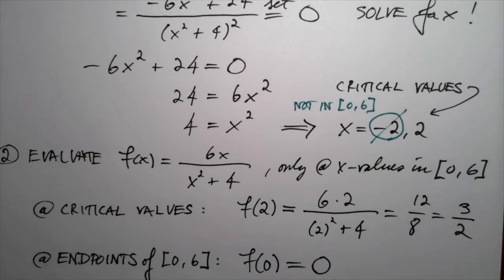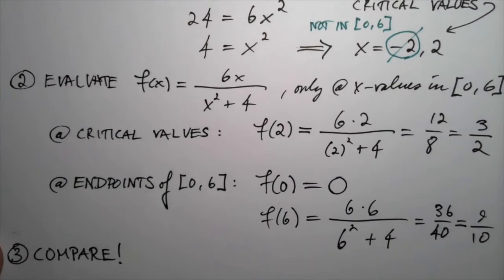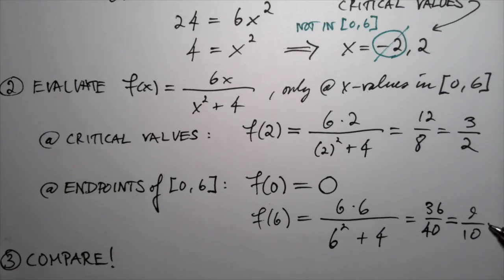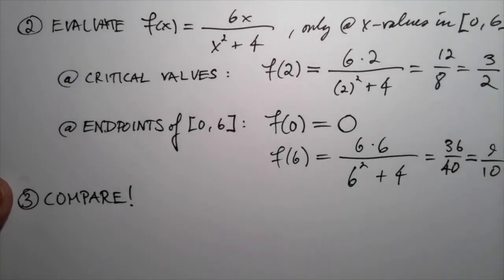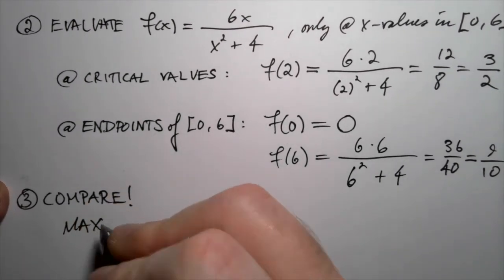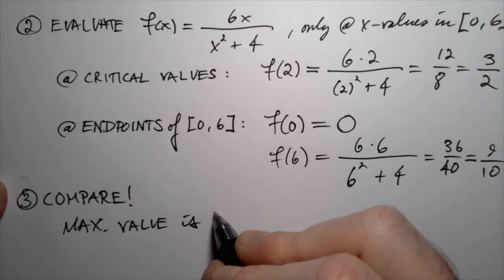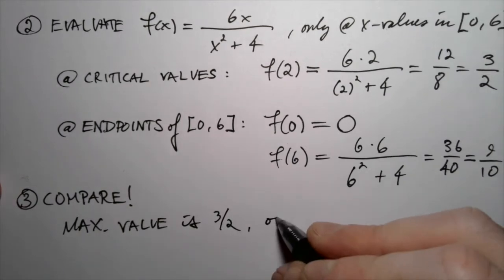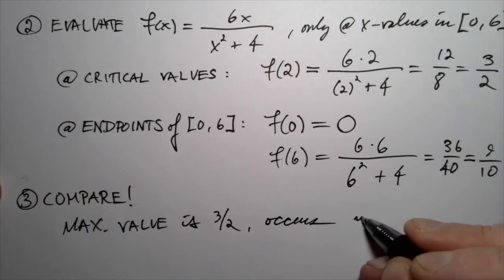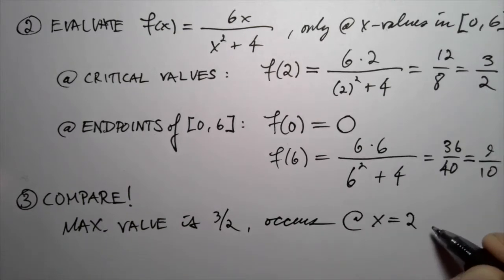Which is bigger? Notice that 9/10, there it is, is less than 1, right? 3/2 is bigger than 1. So 3/2 is the biggest number. That's the biggest output that we see there. So the maximum value of the function is 3/2, and this occurs at the x value, the input 2.